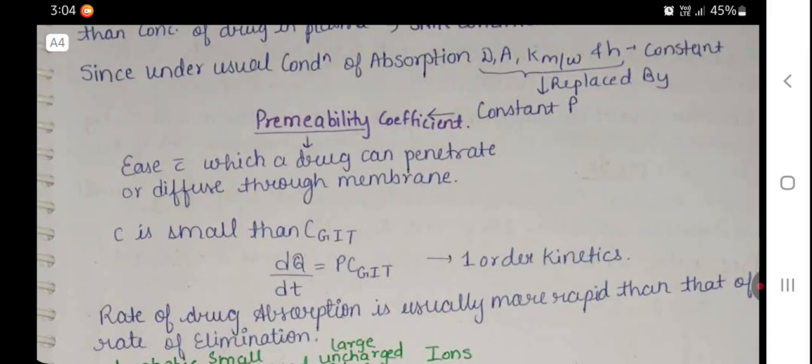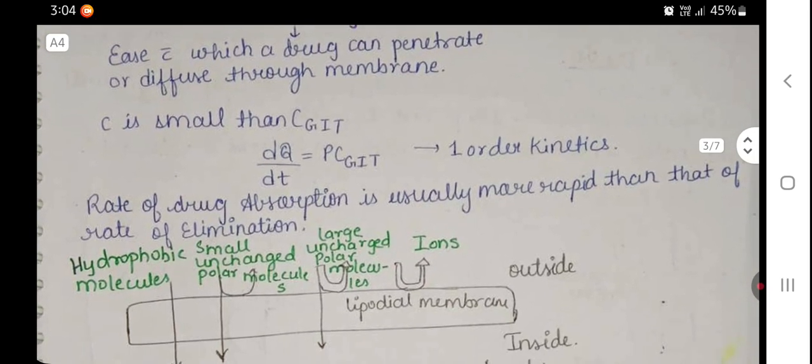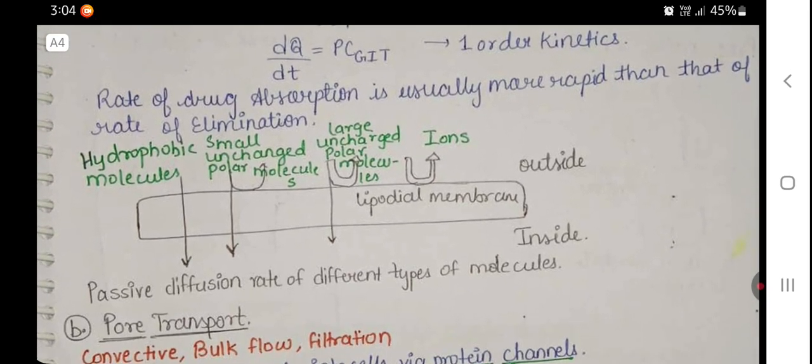The rate of drug absorption is usually more rapid as compared to the rate of elimination. Here the passive diffusion rate of different types of molecules is shown. First is the hydrophobic molecules. We know that hydrophobic means water hating, and it is also said to be lipophilic. So the lipophilic molecules highly penetrate, because it is a lipoidal membrane, and they easily penetrate through it.